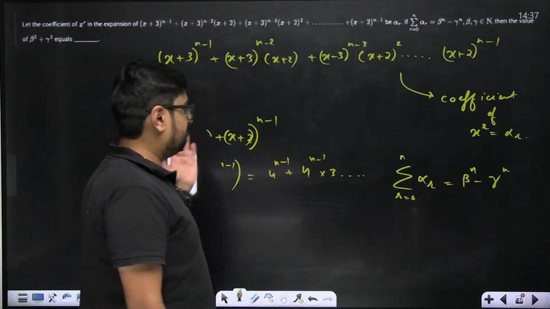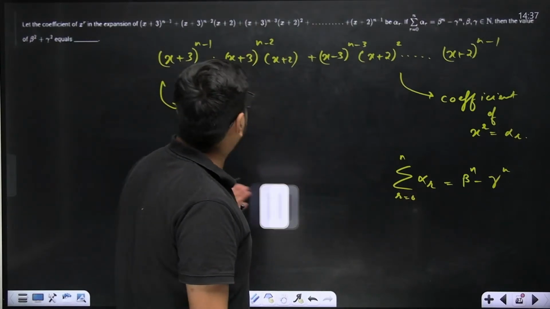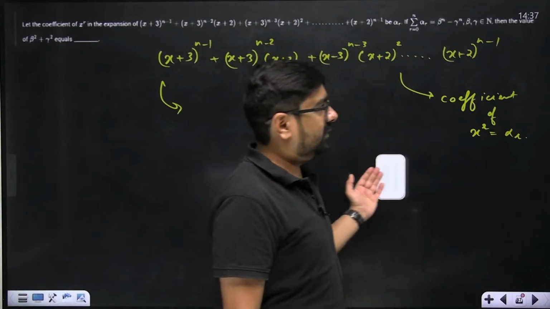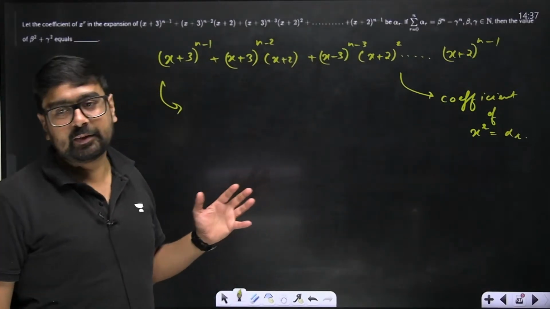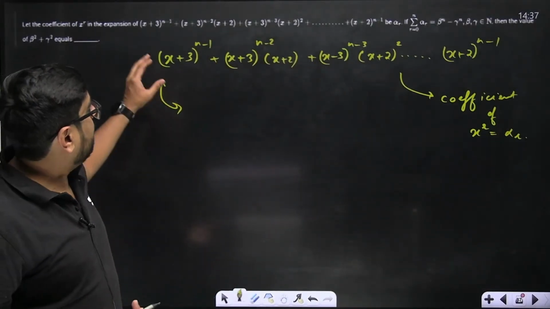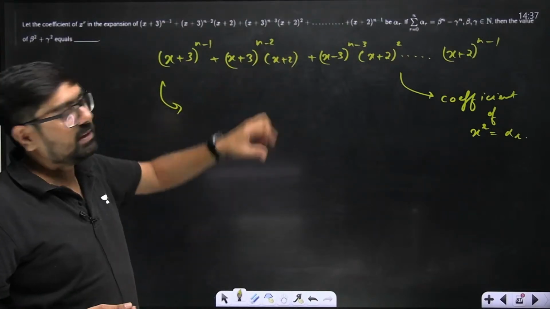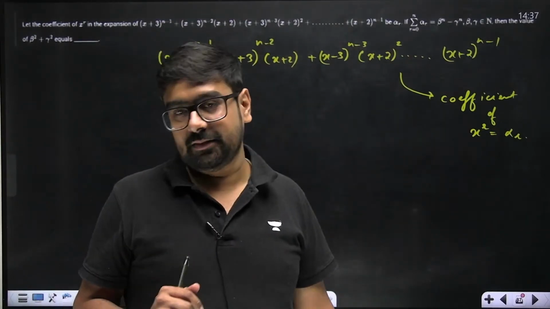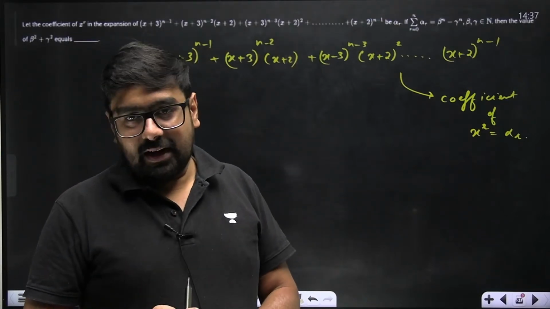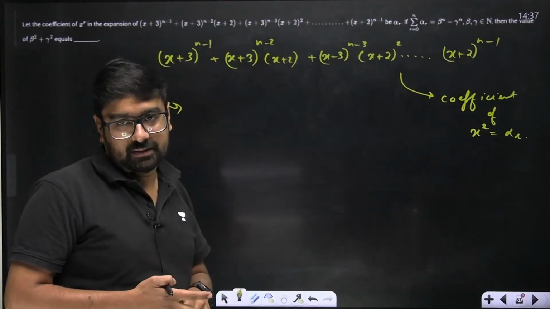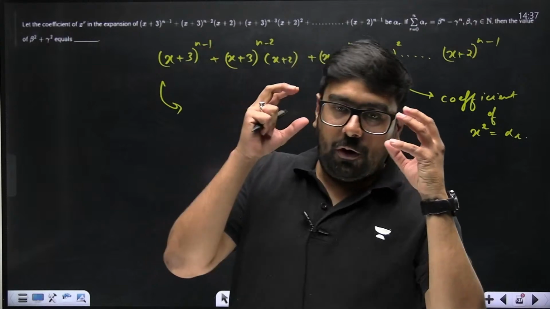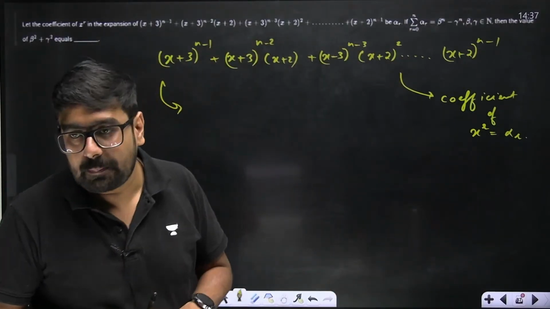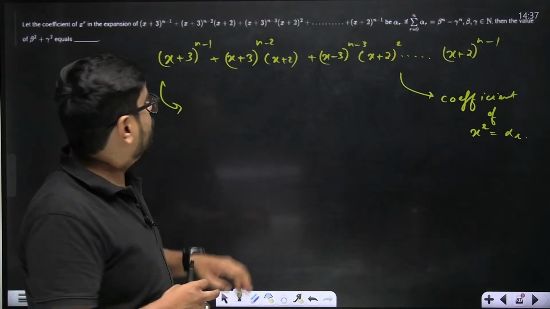But one more approach can be there for these types of questions. If you simply observe these types of expansions, what are these? These are GPs only. These are geometric progressions. Aren't they simple geometric progressions? If you observe your expansion as a geometric progression, then there can be an approach to solve these types of questions.